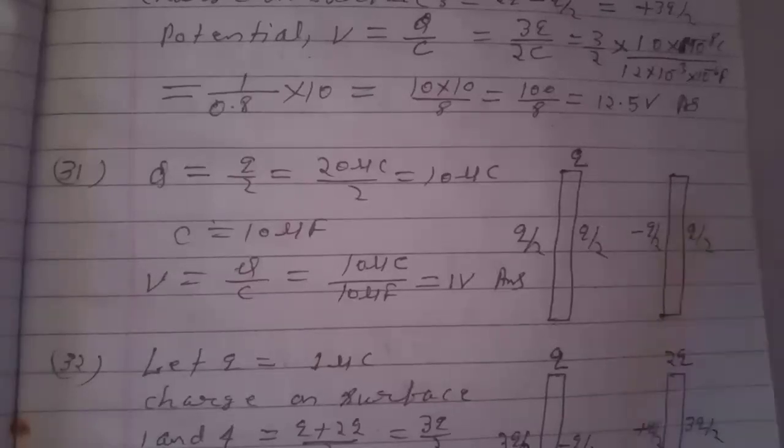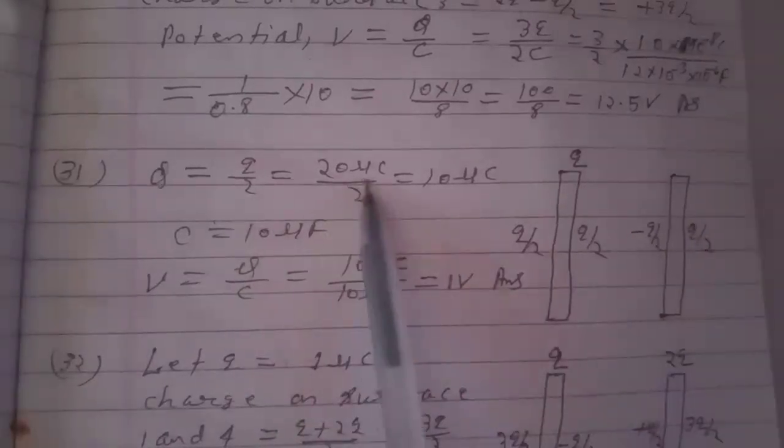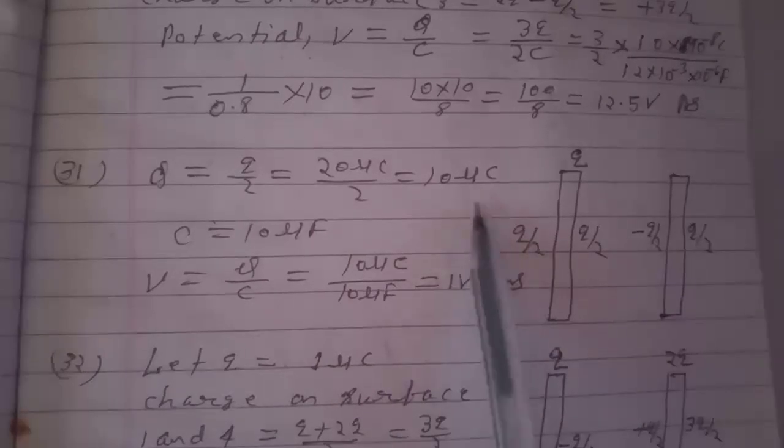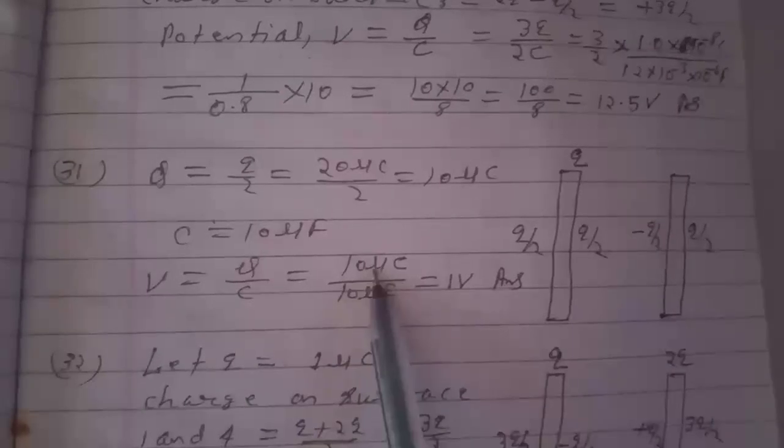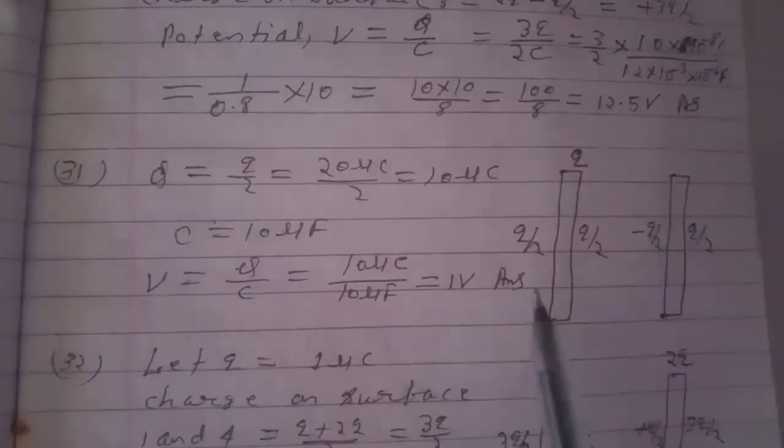Now we have Q equal to Q by 2, 20 microcoulomb by 2 equals 10 microcoulomb, and given C equal to 10 microfarad. Hence V will be 10 microcoulomb by 10 microfarad, equal to 1 volt. Answer.